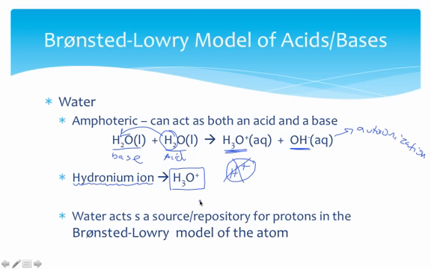Really what we get here is the fact that water is acting as a source and as a repository for protons in the Bronsted-Lowry model of acids. I have an error down here, that's a little incorrect. So we have acids. It can be a base, meaning it's accepting the protons, or it can be an acid, meaning it's donating the protons, and it depends on what other chemical compounds we combine it with.